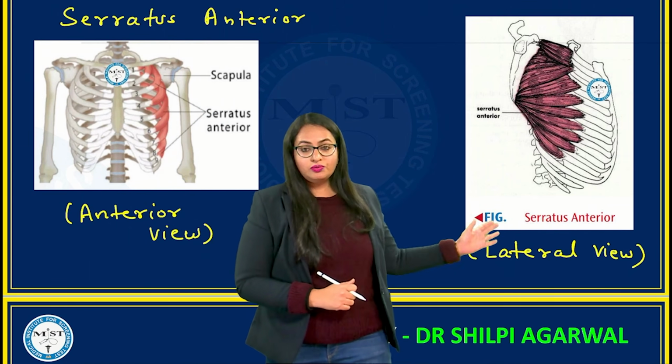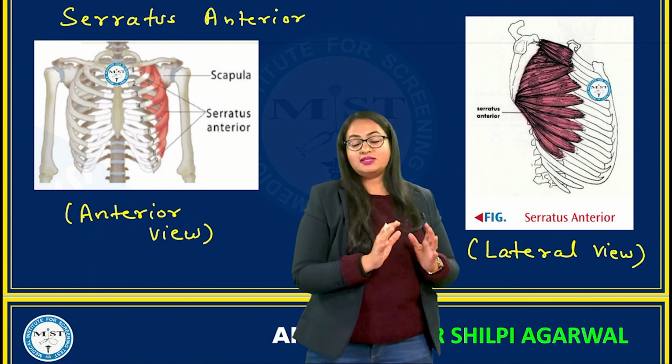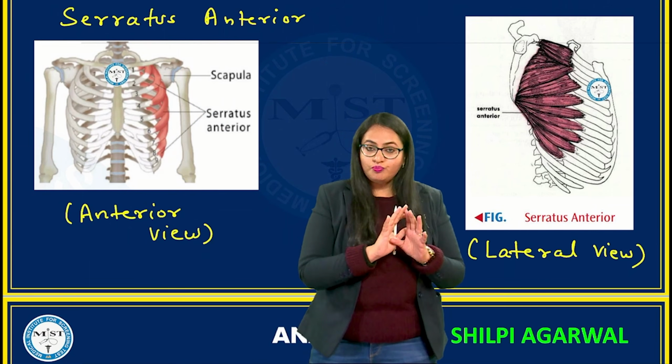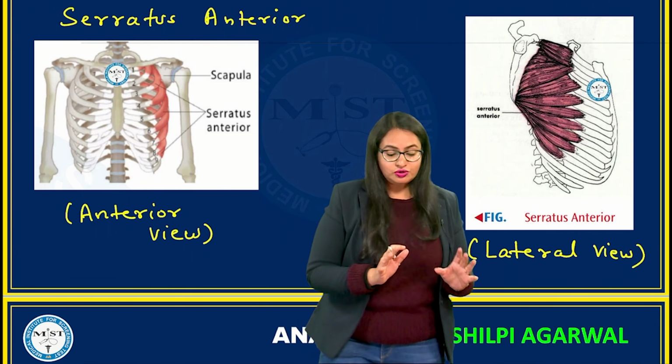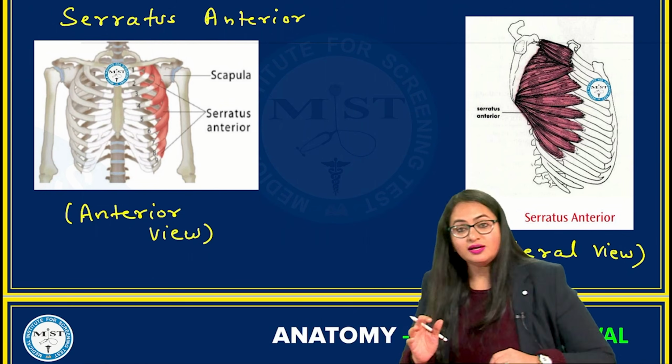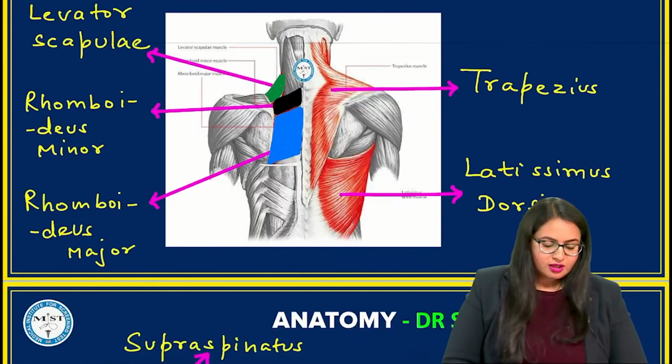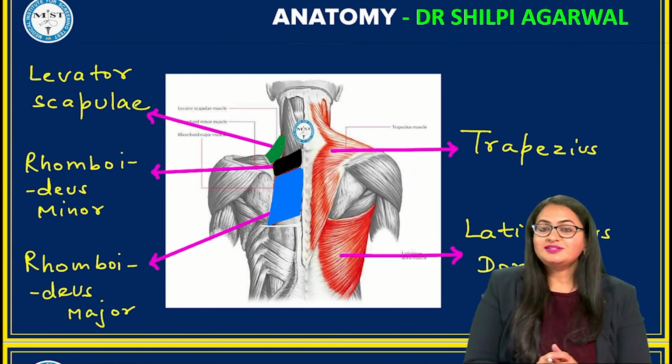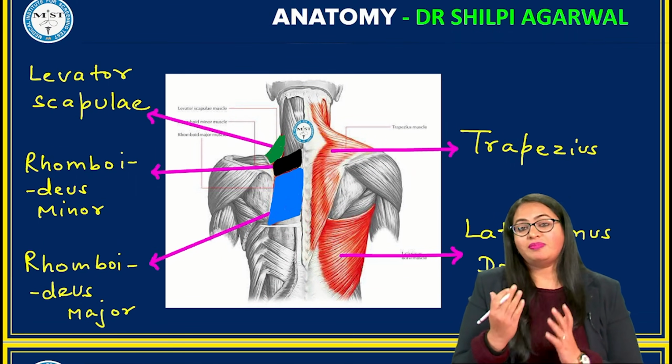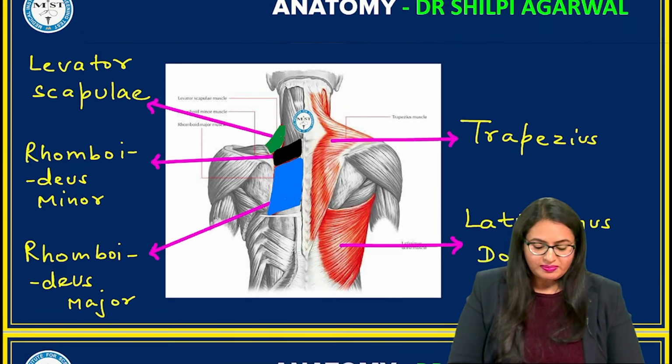And in the lateral view, you can completely visualize the serratus anterior muscle. Any of the images can be given to you, the anterior view or the lateral view. Now coming over here, what is this? Yes, this is the image of the back area, the various muscles of the back region.